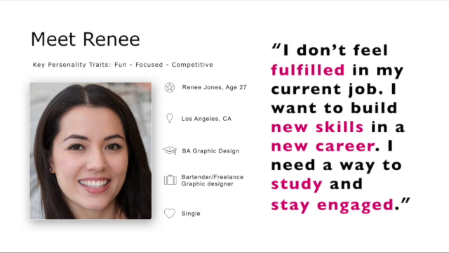Meet Renee. She's our application's persona. Her key personality traits: fun, focused, and competitive. Renee Jones is 27. She lives in Los Angeles, California. She has a BA in graphic design. She's a bartender and she works as a freelance graphic designer. She's also single. Her main quote here is, "I don't feel fulfilled in my current job. I want to build new skills in a new career. I need a way to study and stay engaged."